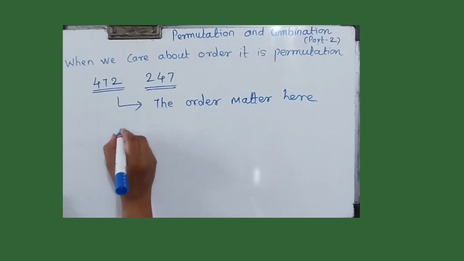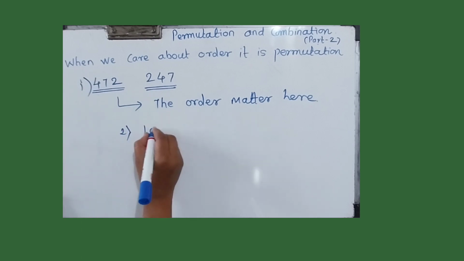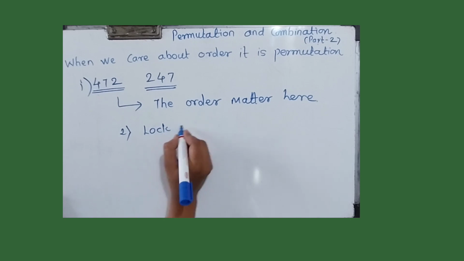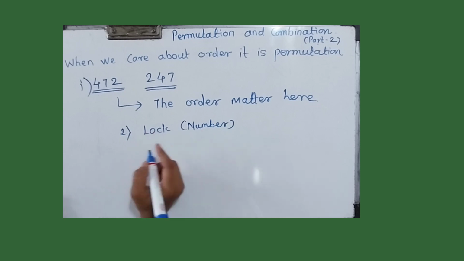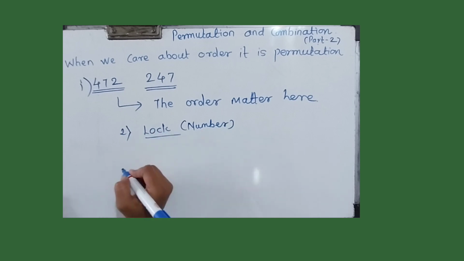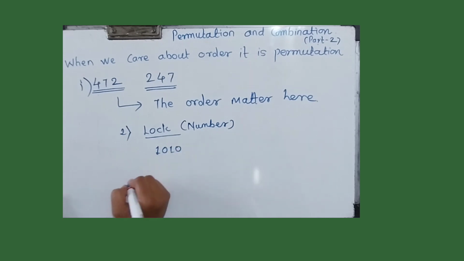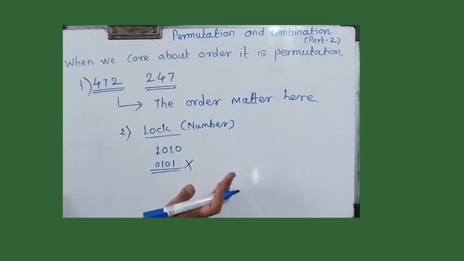For a second example, suppose a number lock. A traveling bag has a number lock. There also order matters. If the lock is set on 1010 and I put 0101, then the lock will not open. So order matters in permutation.